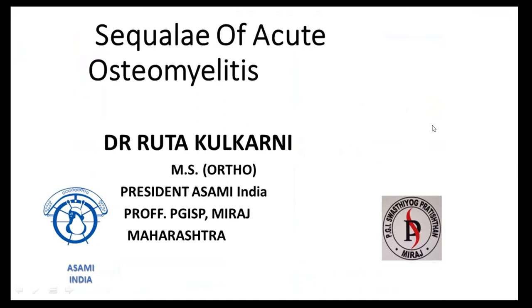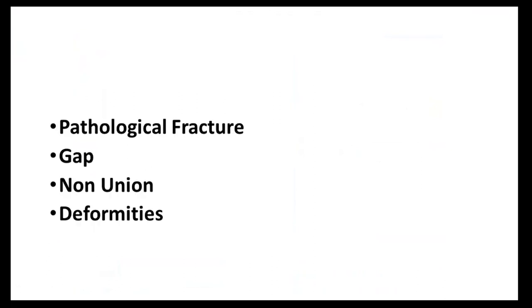on sequelae of osteomyelitis. So I'm going to talk about sequelae of acute osteomyelitis. Basically, I'm going to talk about these four sequelae: pathological fracture, gap non-unions, and deformities.